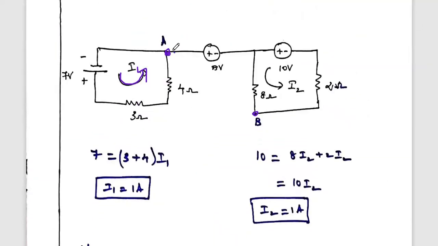Okay, sorry. This is connected. Okay, this is the connection. So this is the node A. If you want to find the voltage across AB, you see in A, the resistance 4 is available.